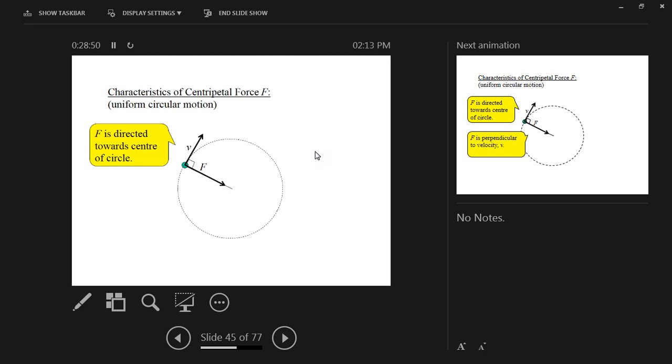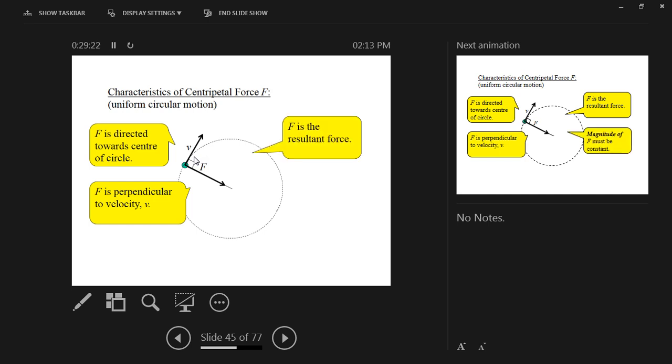Okay, as I mentioned, the force is directed towards the center of the circle. Another reason is, of course, because we need to have uniform circular motion, that is the speed is constant. So the force should not have any component in the direction of your v. So it must be perpendicular. So it's directed towards the center of the circle, because the force is perpendicular to velocity v, because the speed is constant.